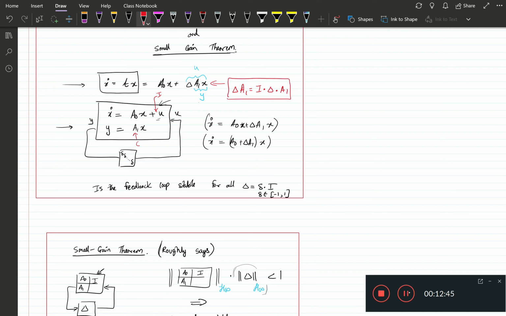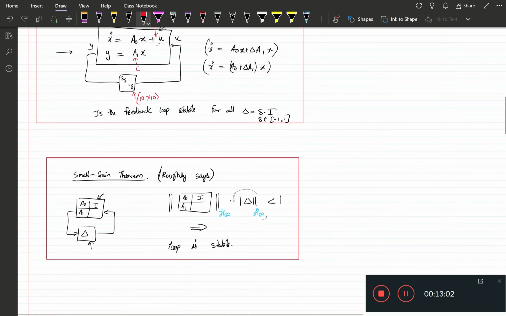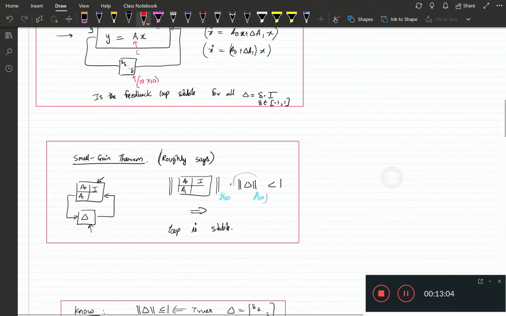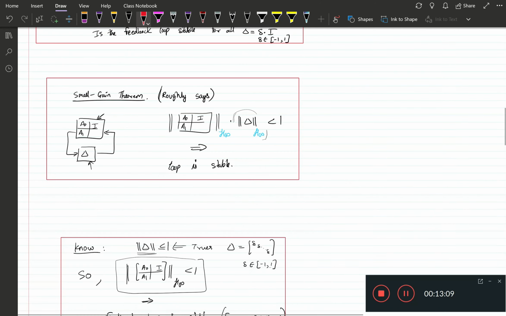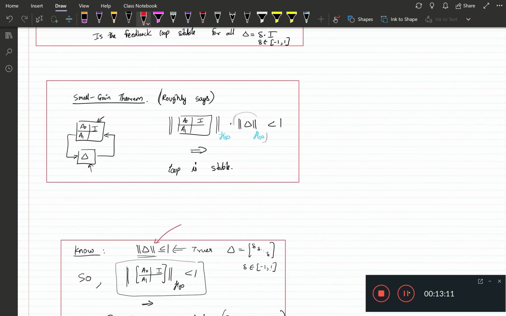And because of this, if the state vector was a 10-dimensional vector, so if x was in R^10, our delta block would be 10 by 10, and the small gain theorem only requires the norm of delta to be less than 1. So this condition here would allow all other delta blocks whose norms are less than 1, for which we are proving stability even if we don't want that.